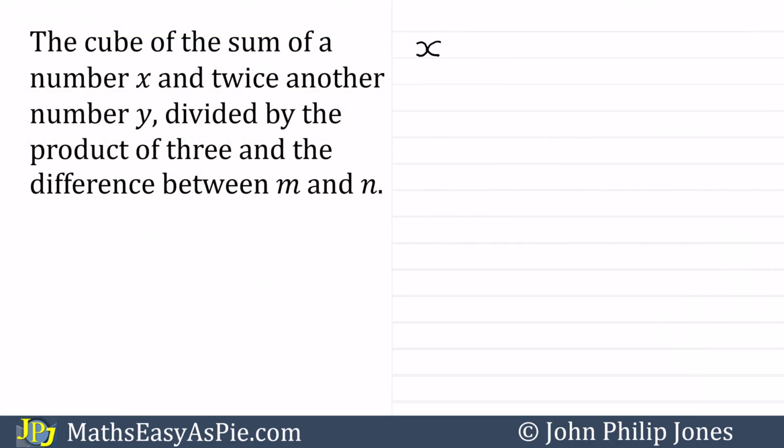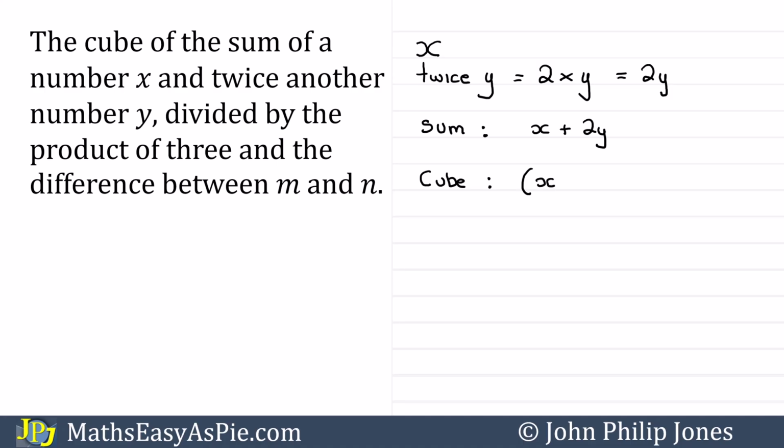From the text we can see we've got x, and we also have twice y, which is 2 times y, which can be written as 2y in algebra. The text continues by saying we have the sum of x and 2y, which we can write, as you see here, as x plus 2y. Extracting from the text, you can see we have the cube of this, so we have x plus 2y, and all of that is cubed.